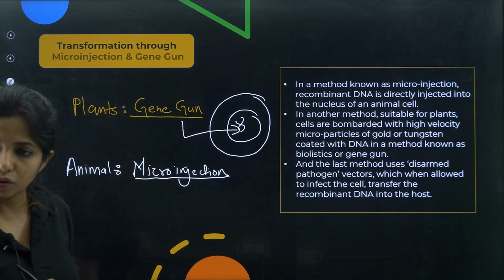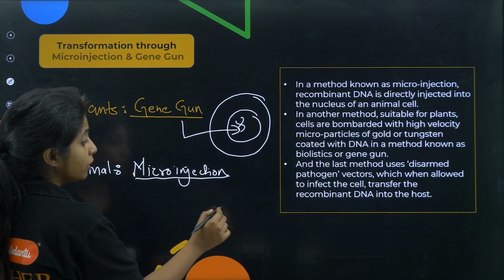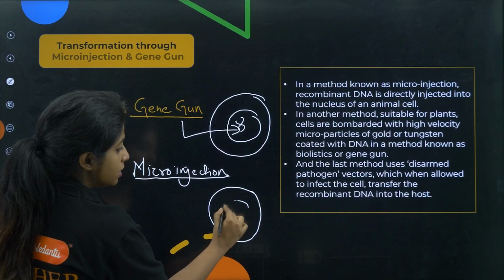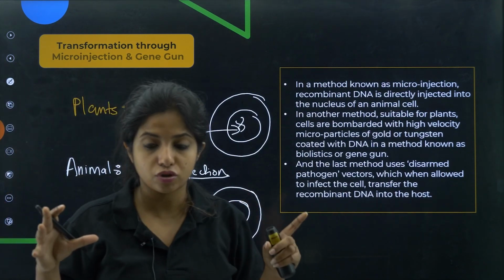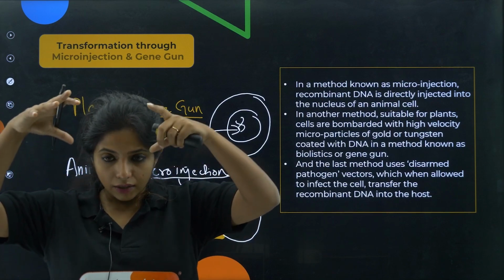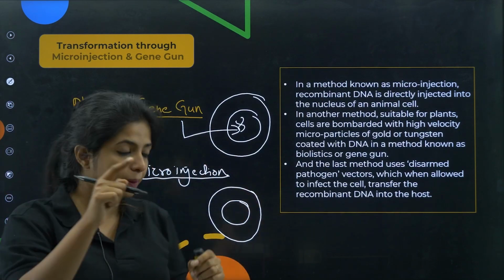It is made to reach the nucleus with the help of the gene gun. And the next thing over here is microinjection, where, in the case of an animal cell, you put this competent host under the microscope, and you have a micropipette sort of thing.